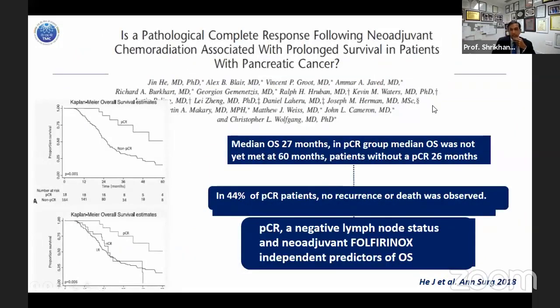This is not randomized, but good trial from a unit which does aggressive work for pancreatic cancer surgery, and that's from the former Johns Hopkins group. Chris Wolfgang has moved on now, but Jin He is another leader.